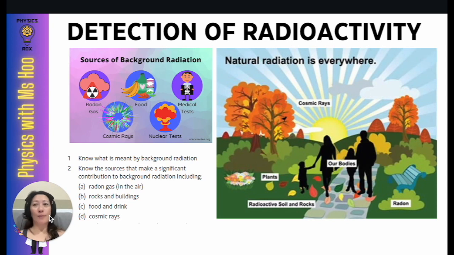So why aren't we mutating and all that? It's because the level of radiation in background radiation is so low that it actually has no effect on us. Or rather, we've gotten used to that level of background radiation that it has no more effect on us. You do need to know the sources of background radiation, and in your syllabus, you must know these 4 sources. The radon gas in the air comes from the rocks and buildings, food and drink, as well as cosmic rays from the universe. So when I say universe, I mean outer space, from the sky.